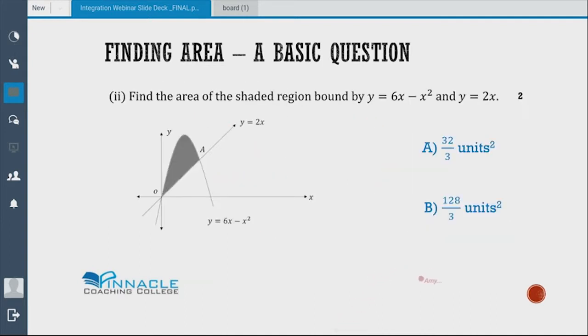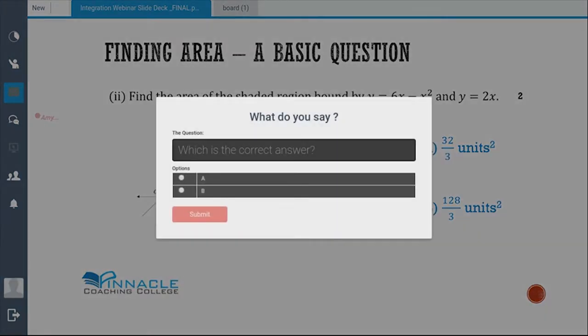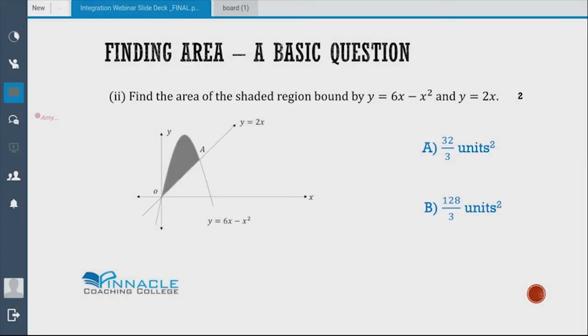Okay, so I've got two options for you, either 32 on 3 or 128 on 3. So let's put up the poll and see what everyone got. 32 on 3 or 128 on 3. All right, excellent. So I think it looks like everyone who answered picked A, which is good. Gives me great confidence. We can do a basic integration.